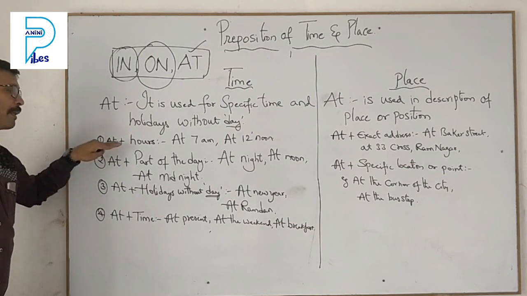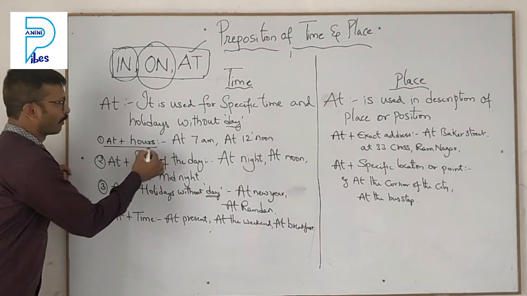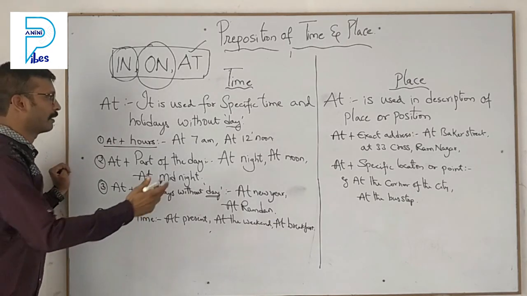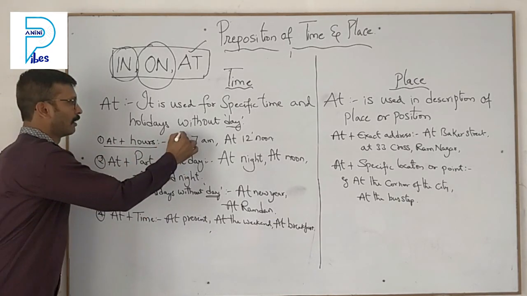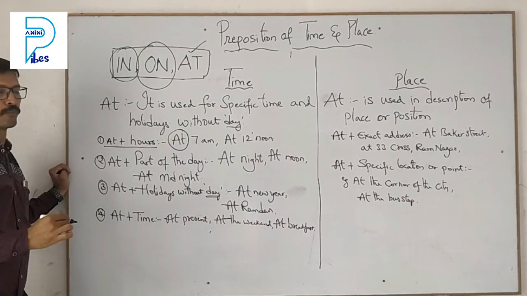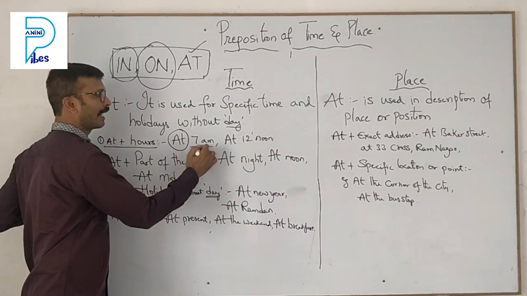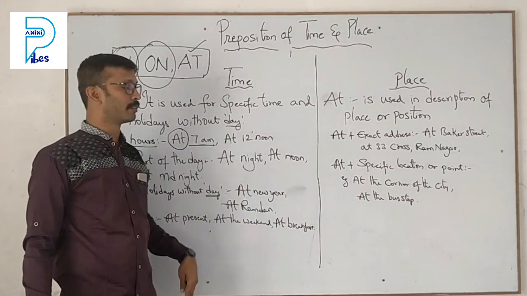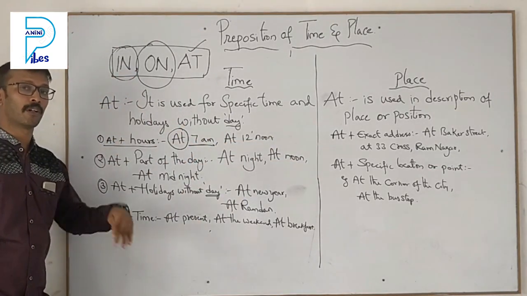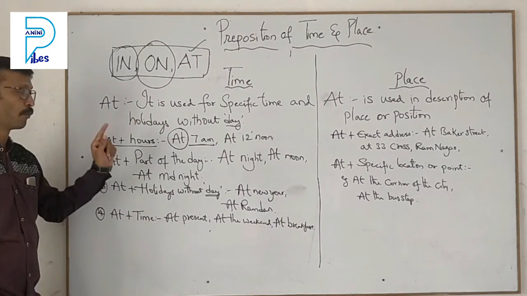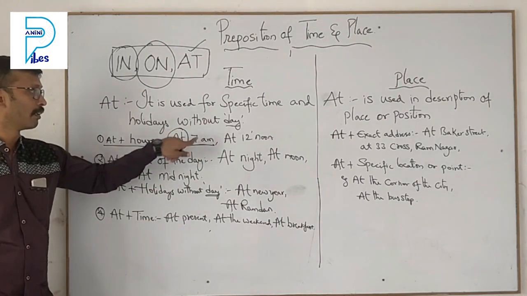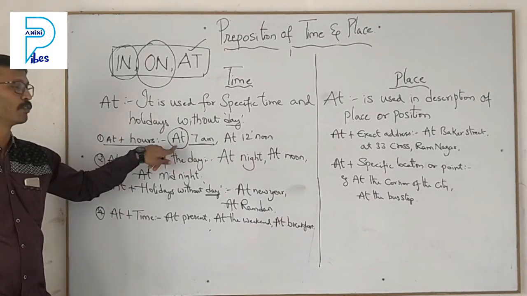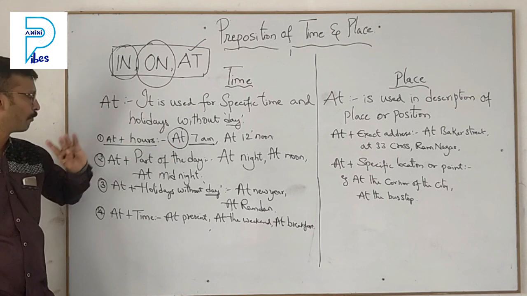So at plus hours. When we use a particular time or when we use that word hour, then we use the word at as a preposition of time. For example, at 7 a.m., we are specifying the time. So at 12 noon, at 8 a.m. or at 8 p.m. So when we use the specific hours, then we use the word at as a preposition of time.